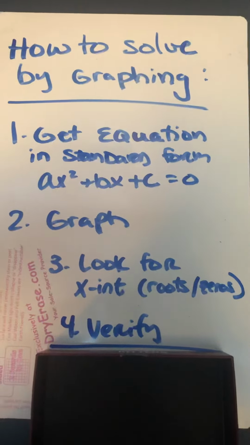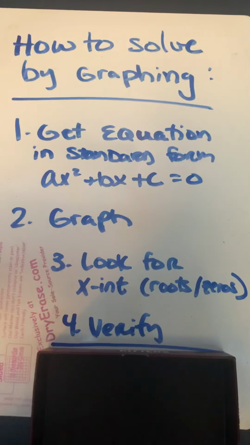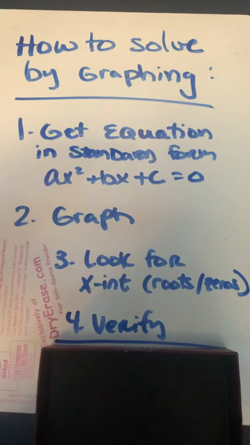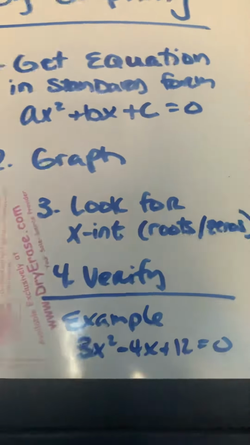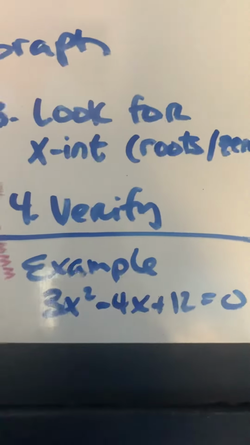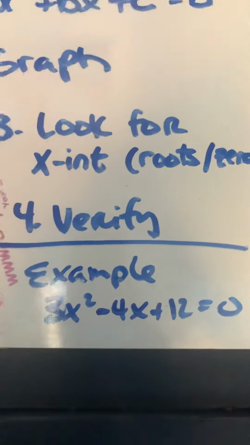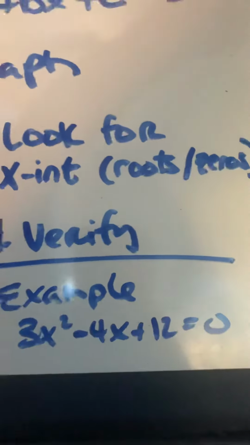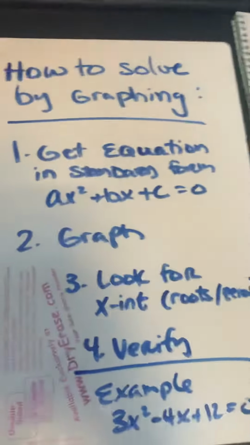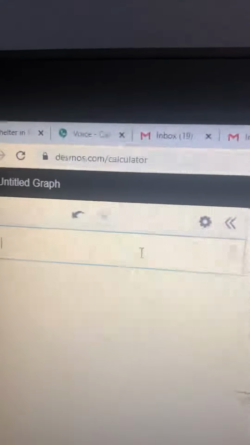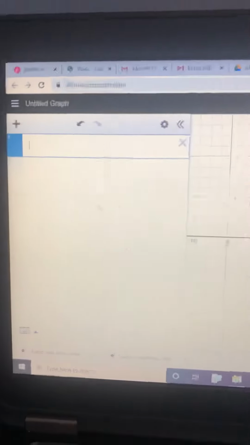Finally, we'll take our answers and we'll verify them to make sure that they do in fact make our initial equation true. An example of this might be something like 3x squared minus 4x plus 12 equals 0. What if you were asked to solve this equation graphically? Well, what we would do, keeping these steps in mind, is we would head to our graphing calculator. If you have one, you may use that. If you don't have one, I would recommend you go to Desmos and use their online calculator.